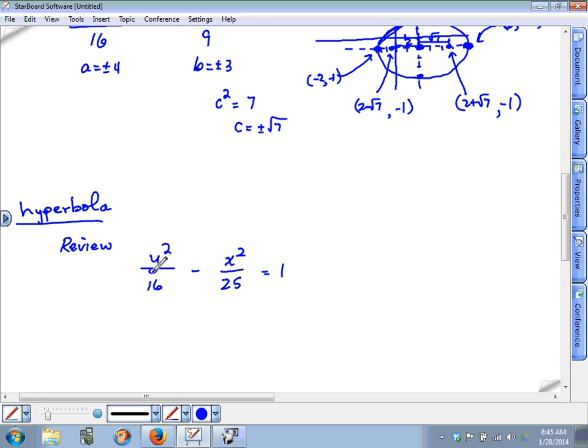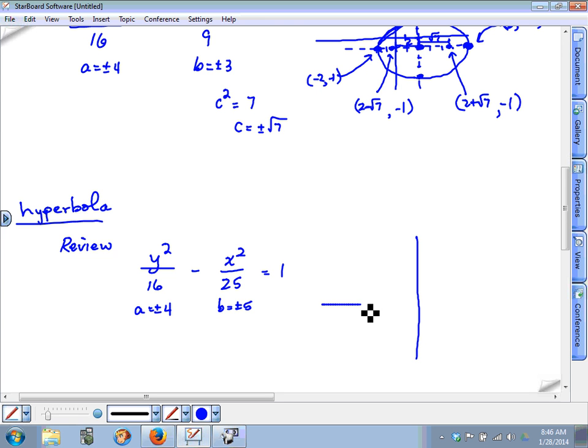Okay? And you have to remember the differences between hyperbolas and ellipses. First of all, the minus sign is a big difference. And second of all, it doesn't matter which denominator is larger. The one underneath the positive variable is always a squared. So this 16 is a squared. Even though it's smaller, it's underneath the positive variable. So that means a is plus or minus 4, and b is plus or minus 5.